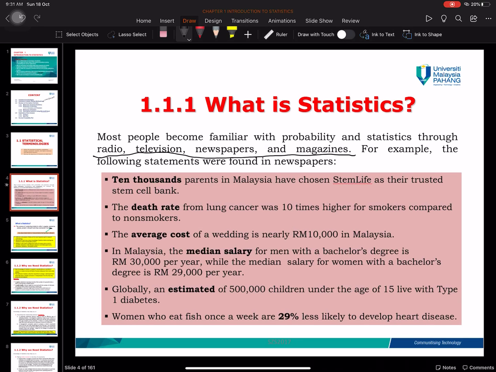Or nowadays we don't read the newspaper. We don't read the newspaper, but we read online, the newspaper through the online. So you can find it through the online. You have it in your IG, Facebook, and so on. Okay, you can find the statistic.